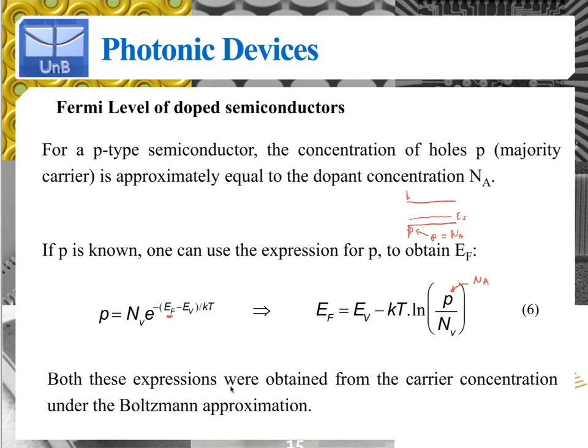So both these expressions were found under the Boltzmann approximation. We need to remember that they can be used as long as the doping is not too heavy, as long as EF is farther from the band edges than 0.2 electron volts or something to that effect. If this is not the case, if the doping is too heavy, we can use some empirical equations that will be better suited in order to obtain the Fermi level energy for this case.